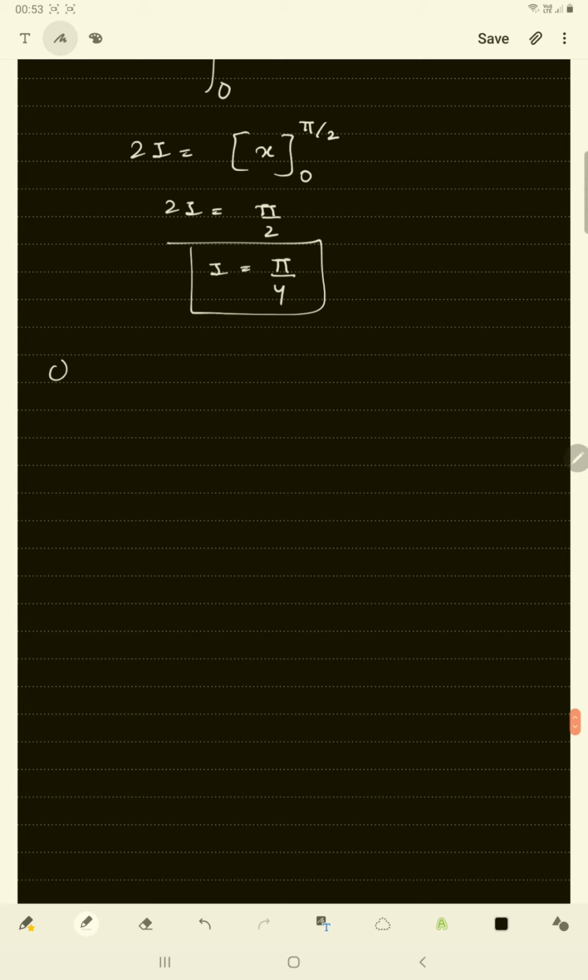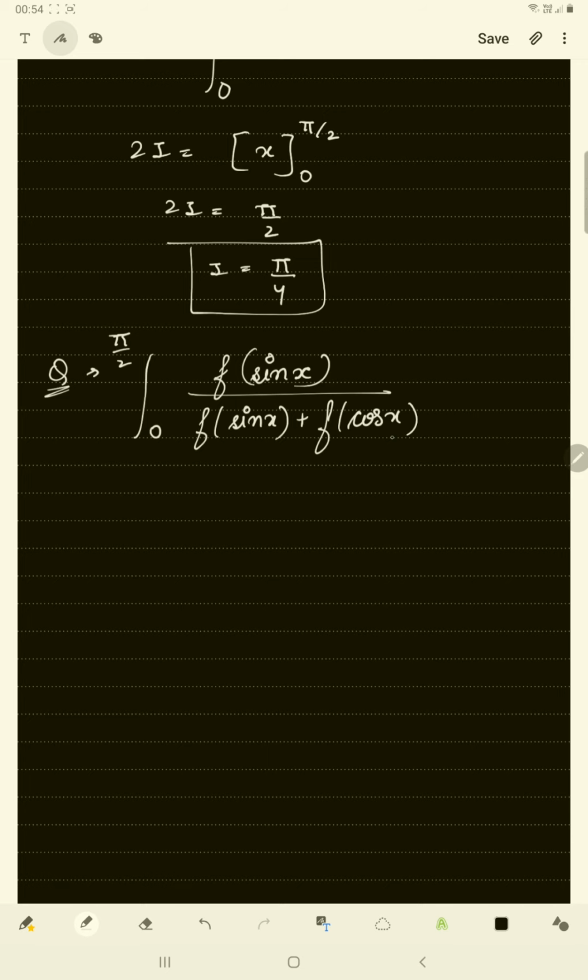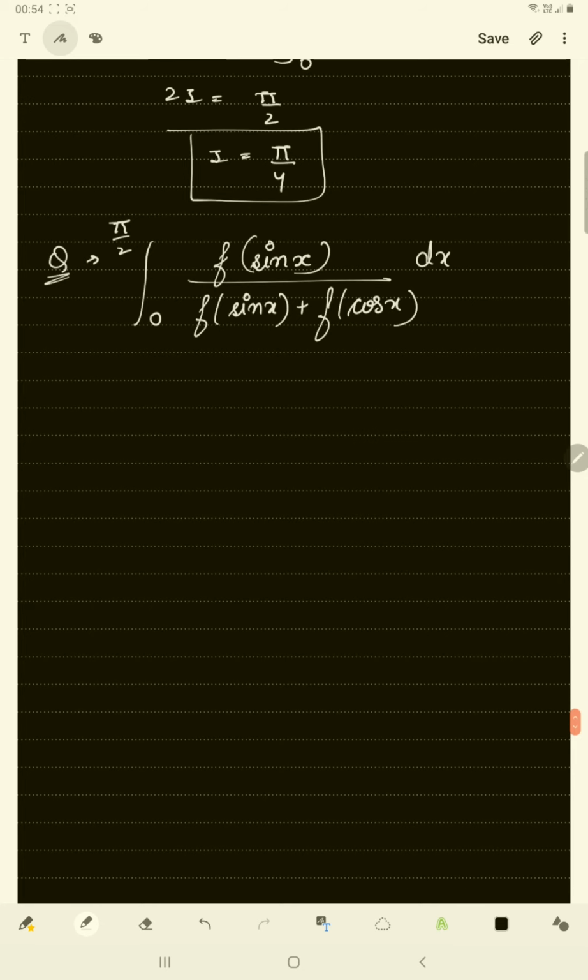Now let's solve another question. In the previous question that we saw, we had an under root sin x, but now in this question we have a function of sin x. This function could be anything like log sin x or under root sin x. We can take any of the functions, and inside the function we have sin x upon function of sin x plus function of cos x dx. So this is pretty much similar to the question that we did in the above part of this video.